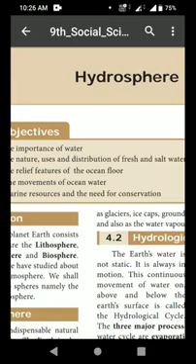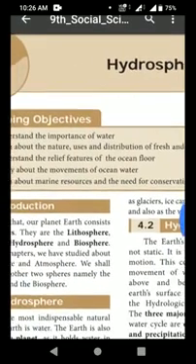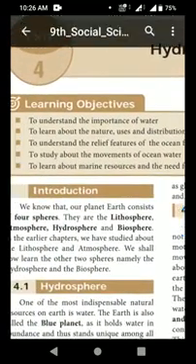Okay, so what are the objectives of this hydrosphere lesson? Importance of water, to know about the nature, use and distribution of fresh water and salt water, and the relief features of the ocean floor and movement of ocean water, resources and need for conservation. First one, introduction about this hydrosphere.